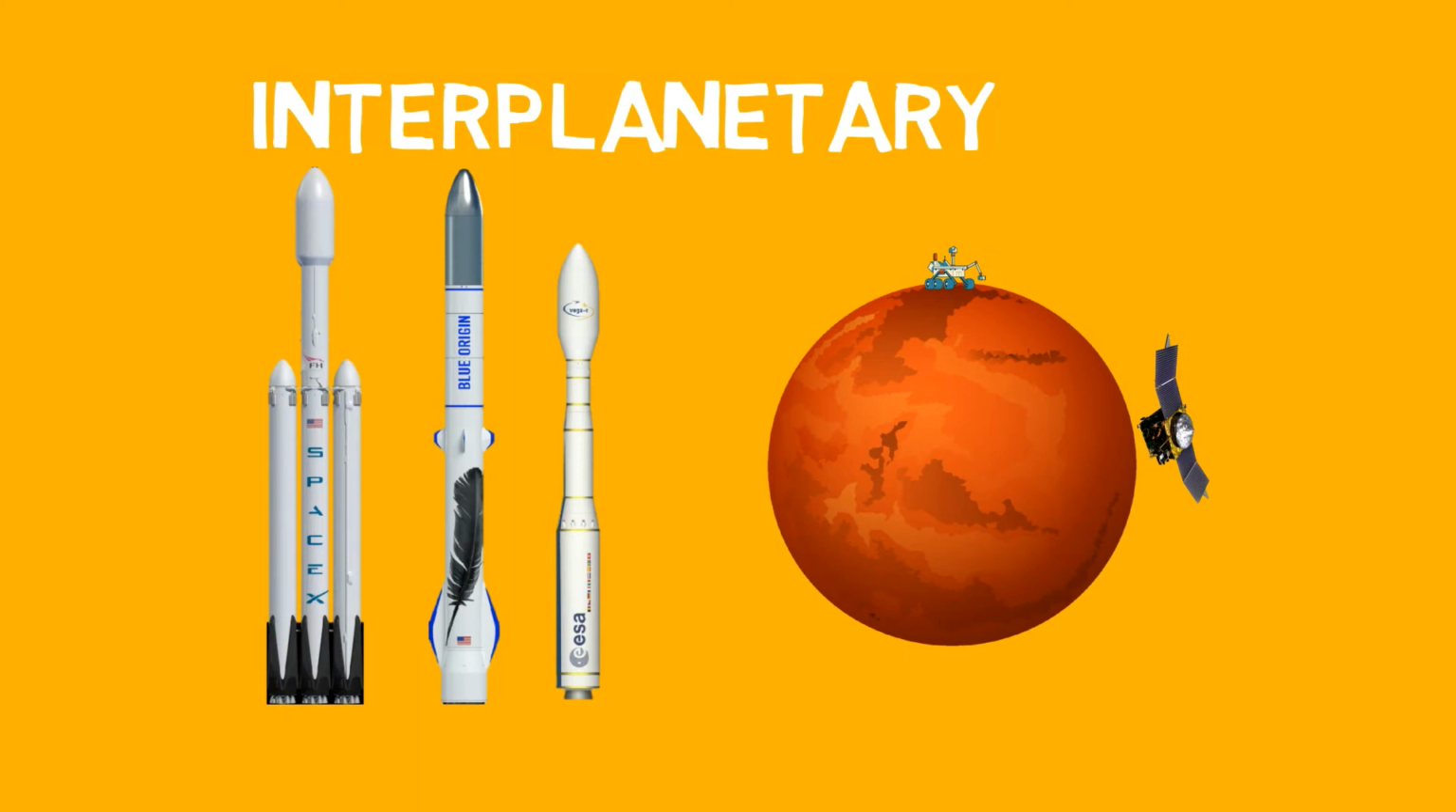A speed of 11 km per second is achieved by Voyager 1 with the gravitational assist trajectories at Jupiter and then Saturn.